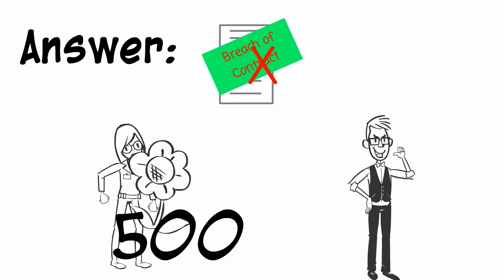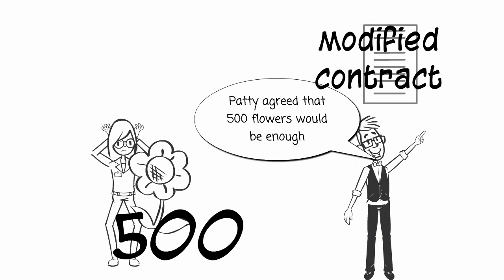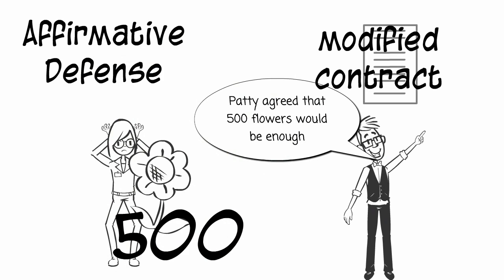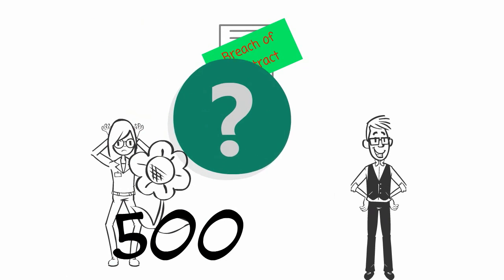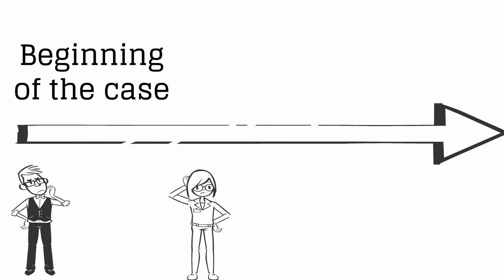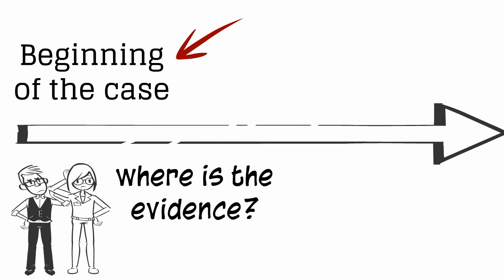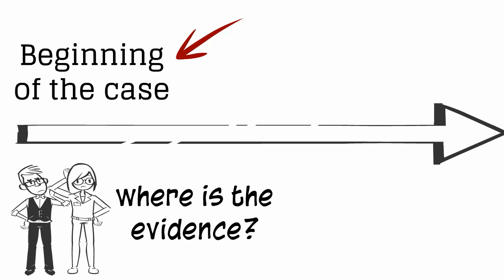In David's answer, he simply denies that he breached the contract. And he raises an affirmative defense that Patty and David modified the contract and agreed that David only had to deliver 500 flowers. So the issue in this case is, did David breach the contract by delivering 500 flowers? But how can we know? The complaint, the answer, and the affirmative defense don't give us the necessary evidence. We need evidence to know which side is right.